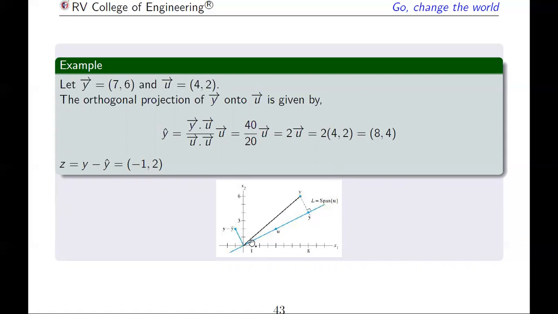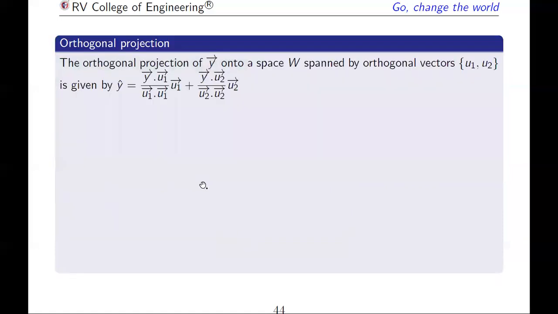So next we will move on to the orthogonal projection of a vector onto a space spanned by two orthogonal vectors, and the formula is given by y cap equals this. Here you can see that this part is nothing but the projection of y onto u1, and this part is nothing but the projection of y onto u2. And here we will look at the picture. Imagine u1 and u2 to be your x and y axes in the space R cubed.